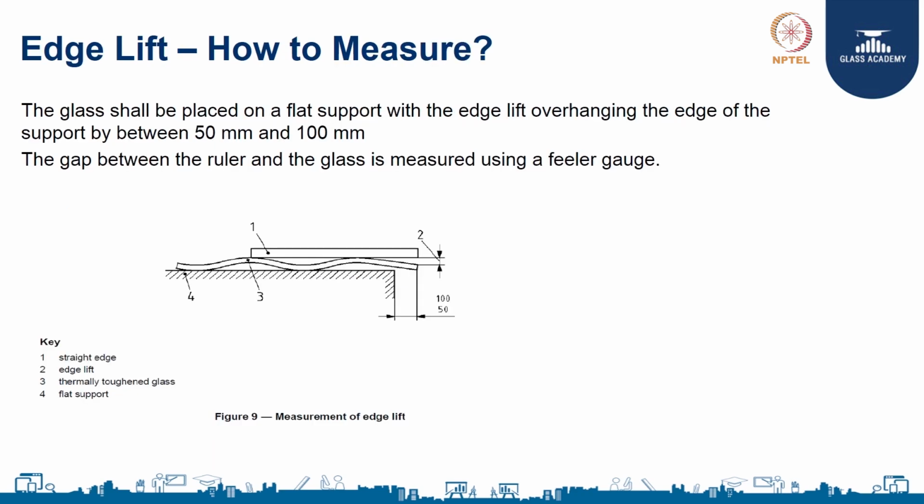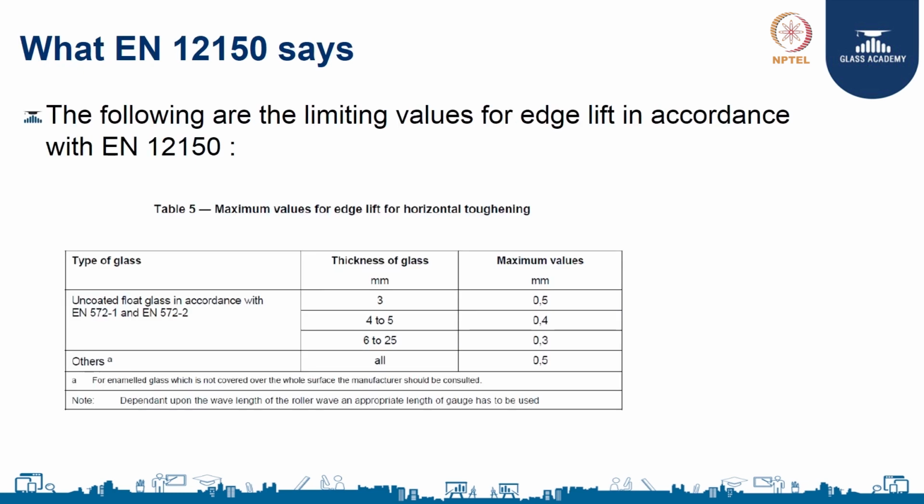How do you measure edge lift? The glass shall be placed on a flat support with the edge lift overhanging the edge of the support by between 50 millimeter and 100 millimeter. The gap between the ruler and the glass is measured using a feeler gauge, and EN says for an uncoated glass of 3 millimeter thickness, the maximum edge lift is 0.5 millimeter. Similarly, for 4 to 5 millimeter thickness it is 0.4, and for 6 to 25 millimeter glasses it is 0.3. For other glasses like coated glasses, it is acceptable up to 0.5.